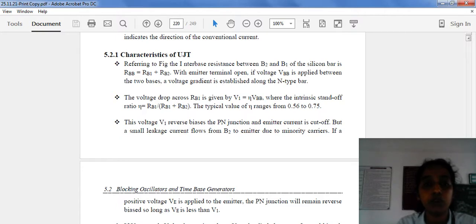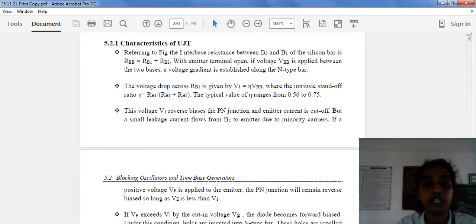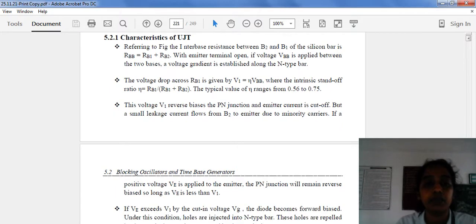The voltage drop across the resistance at the base 1 terminal is given by V1, that is the intrinsic standoff ratio times the base voltage. The intrinsic standoff ratio is given by the base 1 resistance divided by the total resistance across base 1 and base 2. Generally, the typical value of eta ranges from 0.56 to 0.75.